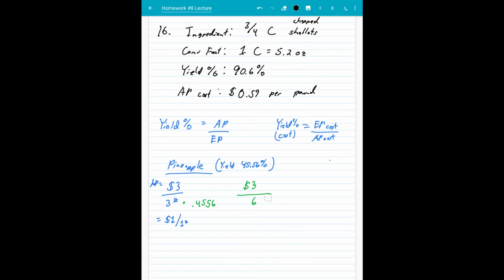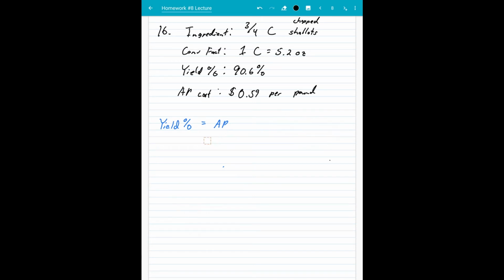So let's go back to the problem at hand. We need to know the EP cost in order to calculate this correctly. Everything is going to be calculated the same way. So to find the EP cost, we need to take this number right here, the 0.59, and divide it by the yield percentage. So 0.59 divided by 0.906. It's going to give us a long decimal, 0.65121412835. It's a lot of numbers. So we got to include as many of the numbers as possible to keep our calculation correct.